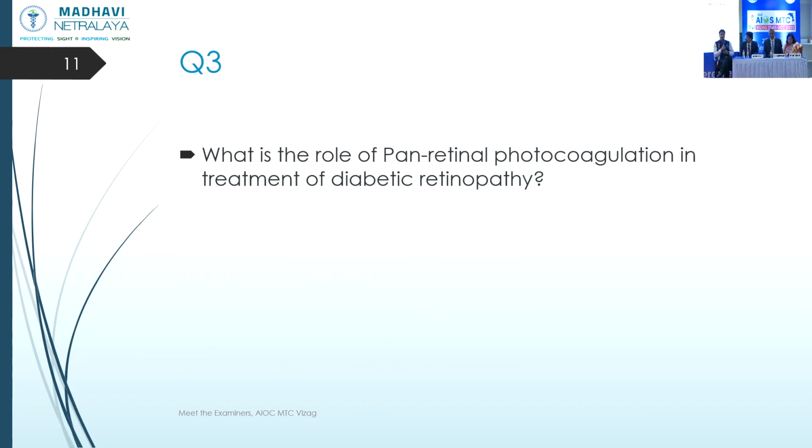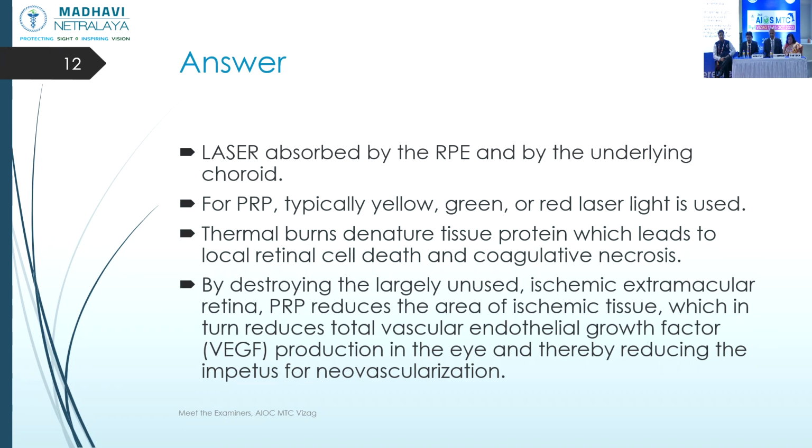So, what is the role of PRP in treatment of diabetic retinopathy? So, this is a theoretical question again. Laser is absorbed by RPE and the underlying choroid, and for PRP, typically a green laser is used, but yellow laser and others are also being propagated. Thermal burns denature the tissue protein, which leads to local retinal cell death and coagulative necrosis. By destroying the largely unused or ischemic area, the VEGF production from that ischemic area is reduced, and the VEGF load comes down and reduces the neovascularization.